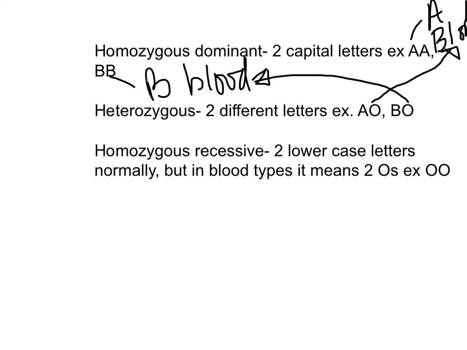Homozygous recessive would be, normally it's 2 lowercase letters, like in any other kind of genetics, but when we're dealing with blood types, our O is actually recessive. So the only way you can be homozygous recessive is to have 2 O's, O and O, and that person would have O blood. Okay, the only one that we've left out would be AB, but remember that AB is codominant because they both share strength equally. All right, so hopefully this wasn't too painful.